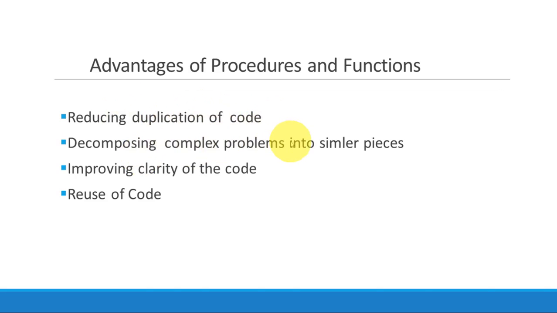Next, decomposing complex problems into simpler ones, because the whole program can be divided into small parts. So it makes programming easier and simpler to understand. Then improving clarity of the code, and reuse of the code, since that code can be used for other programs also. For example, if you develop a big program, we divide it into small parts, and these parts are called modules. These modules are developed with the help of procedures and functions.